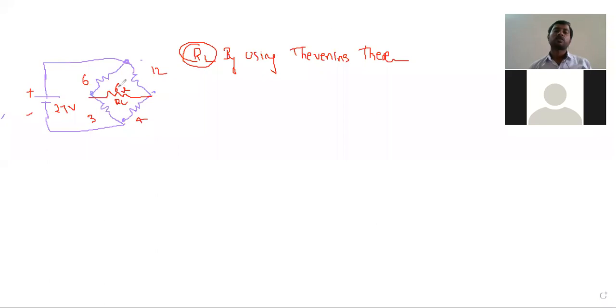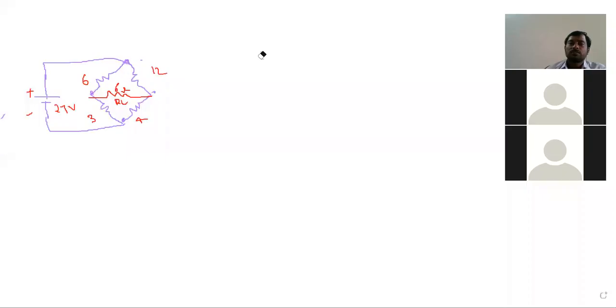So we should find the current through the 6 ohm resistor. For the first point, we should open the 6 ohm resistor like this. We should find VThevenin in this direction, and by looking into this one we should find RThevenin. This is our base. So let us find VThevenin first initially.